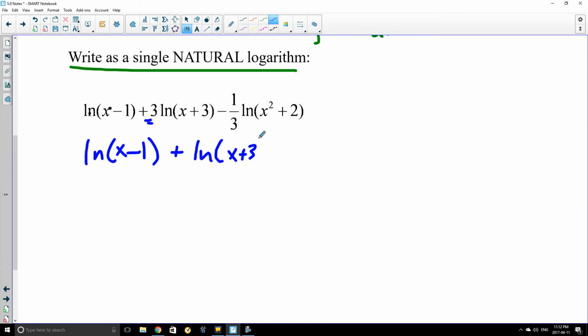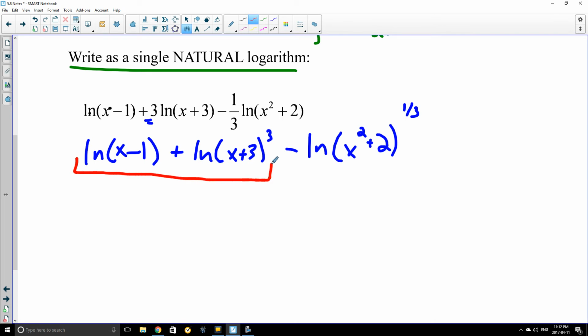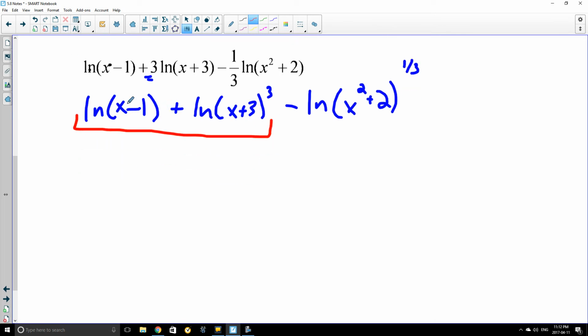Same thing on this one, the 1/3 in front is a power. Okay, now work left to right. Don't make the mistake that I was making. Work left to right, so we have addition. We can write that as a product. So using ln x minus 1 times x plus 3 to the power of 3.